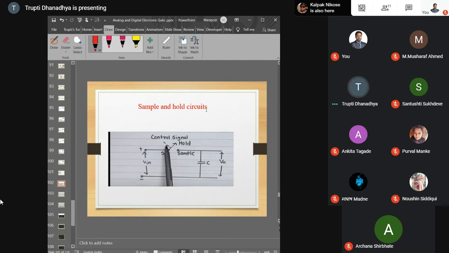Of course, by using this circuit diagram, you can see that when the switch is closed, the capacitor is charged, and when the switch is open, the capacitor gets discharged. Okay, so this is the basic idea about the sample and hold circuit.